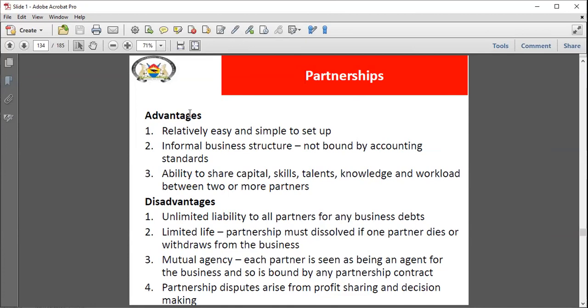There's also better decision making, because one person gives an idea, the other person supplements it, and at the end of the day, you have a better idea, okay? So you need to look at it from that angle.